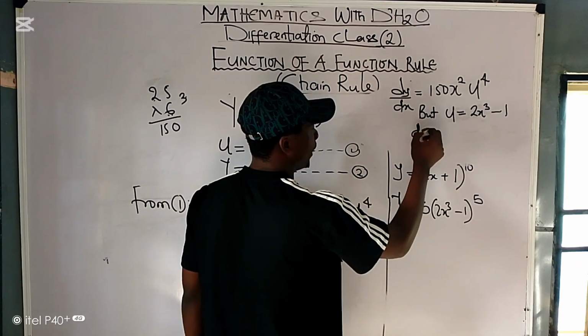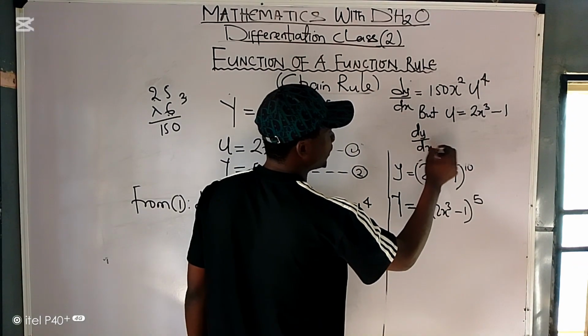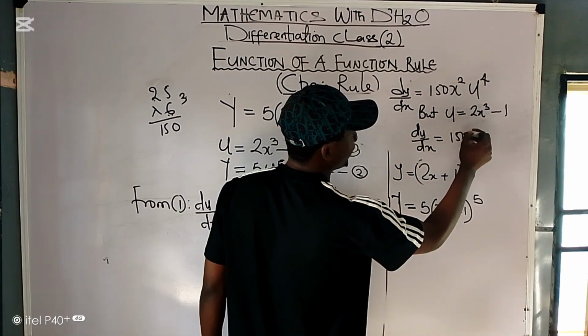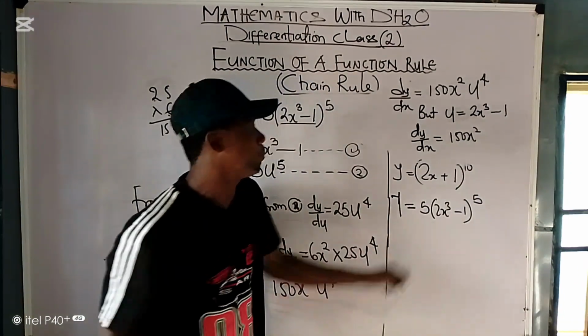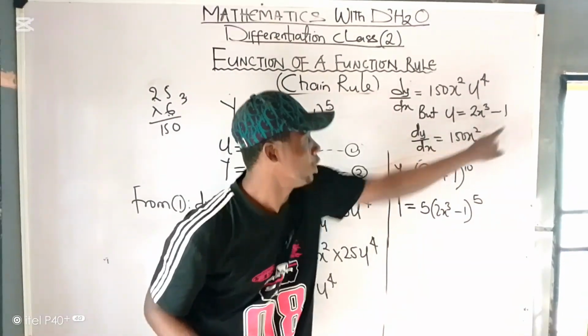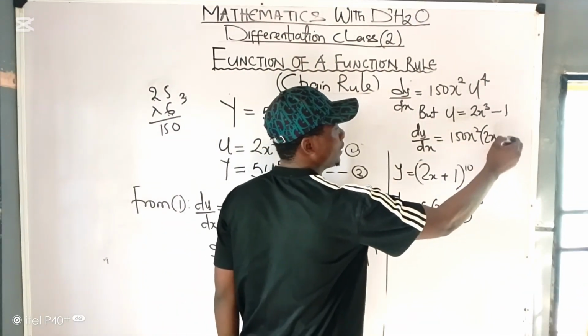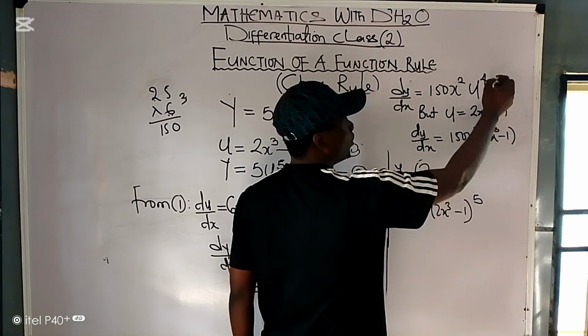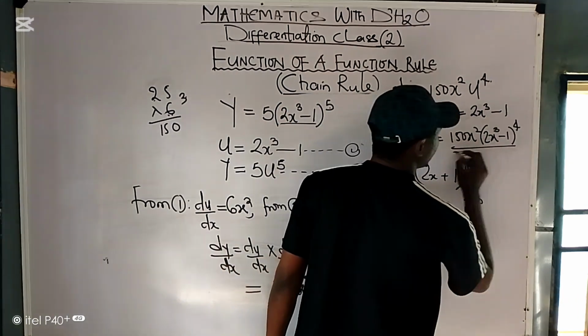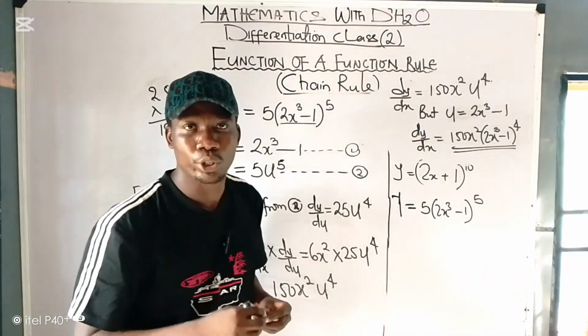So what would that give us now? dy over dx will give us 150x squared. Now, in place of this u, we are going to put this. So you have 2x cubed minus 1 raised to the power of what? 4. That becomes the answer to the question.